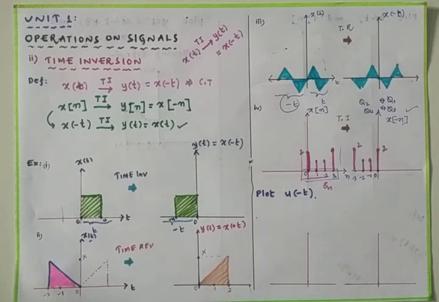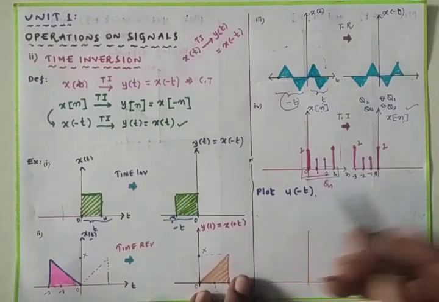So by having all this knowledge, we have to draw some operations. We have to apply this inversion operation on standard signals, and then I am going to explain how to apply the time reversal or time inversion operation on the particular signals. Now the question we have is: plot u of minus t.